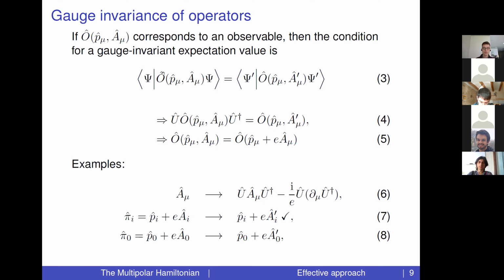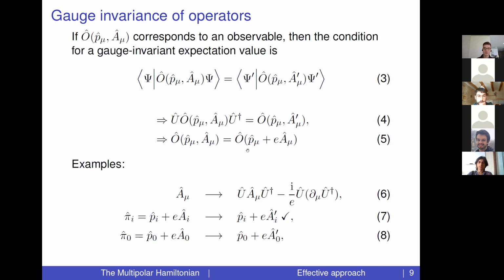So the expectation value of the operator with respect to a certain state psi must be the same as the operator in the new representation with the new state psi tilde, psi prime. From this requirement, one can then relate these two operators via use of a unitary transformation. One can also show consequently that an operator that depends on the 4-momentum and 4-potential must be a sum of both.